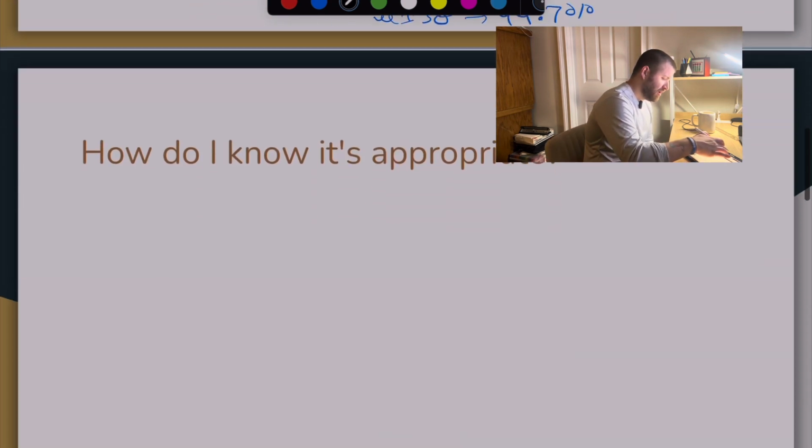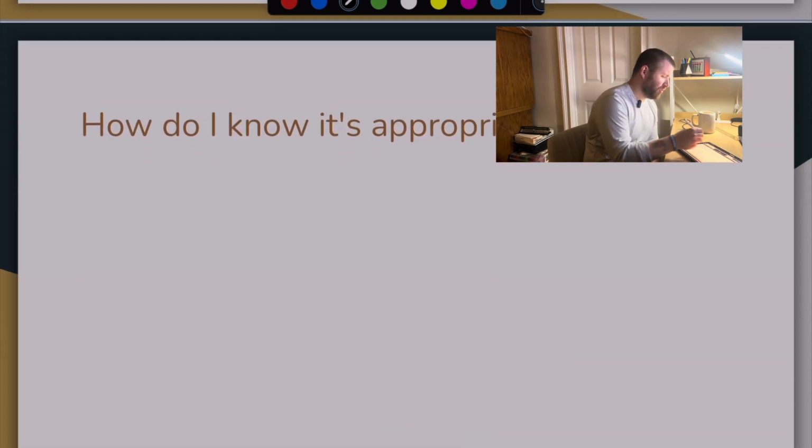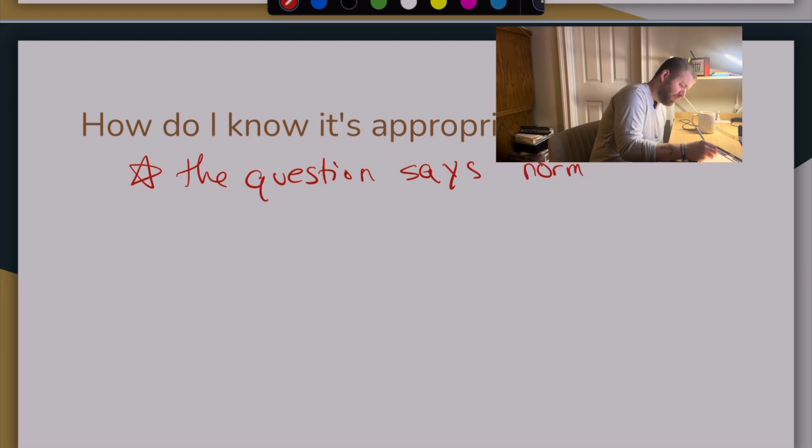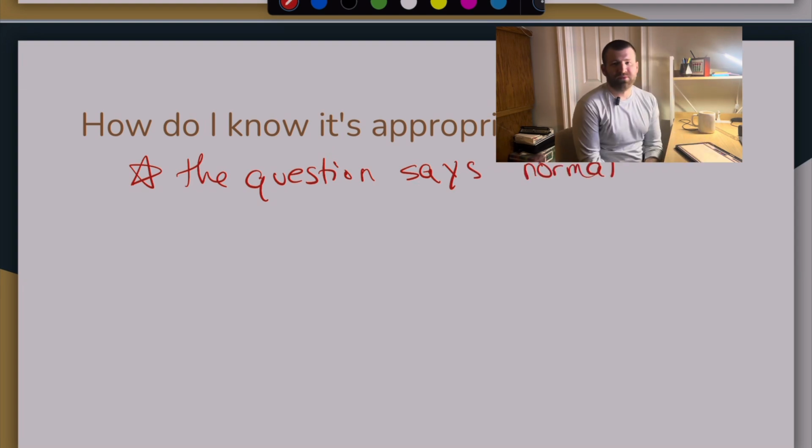Now, how do I know when it's appropriate is really, really simple. The question says it. That straightforward and that simple. If the question doesn't say that the distribution is normal, then you cannot assume that it is normal.